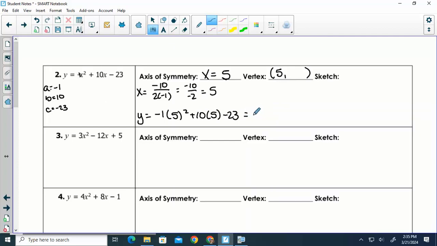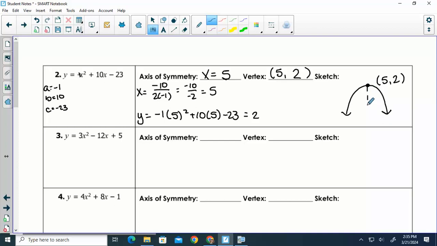What do you get? So my vertex is 5, 2. So when I graph this, is it facing up or down? Down, because it was a negative. This point right here is my vertex, which is 5, 2.